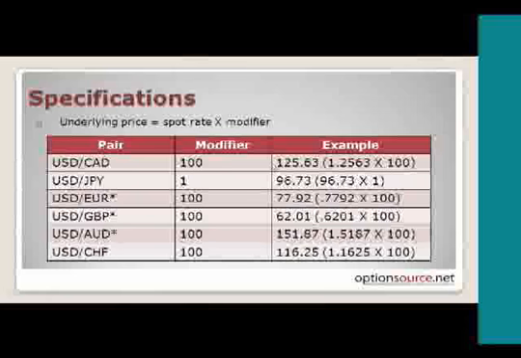For example, the ISE pair value may be 125.63, but in the spot market, you're looking at the U.S. dollar and the Canadian dollar at 1.2563.